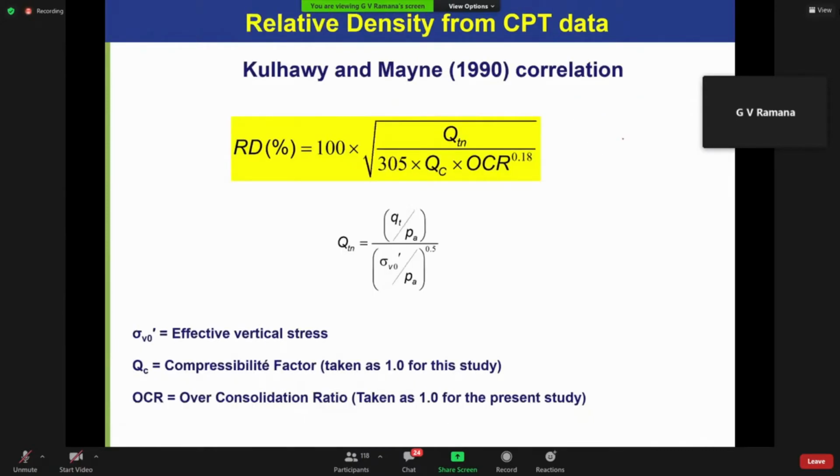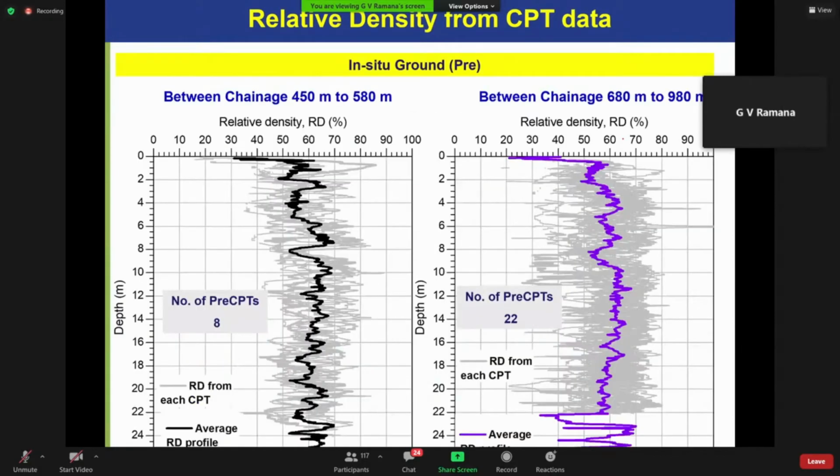So when we would like to use relative density from the CPT data, there are quite a few correlations available. Kulhawy and Mayne in 1990. We used those correlations. So this is the relative density of the in situ. It is about almost 60%. So I don't think the chances of liquefaction would be very high.